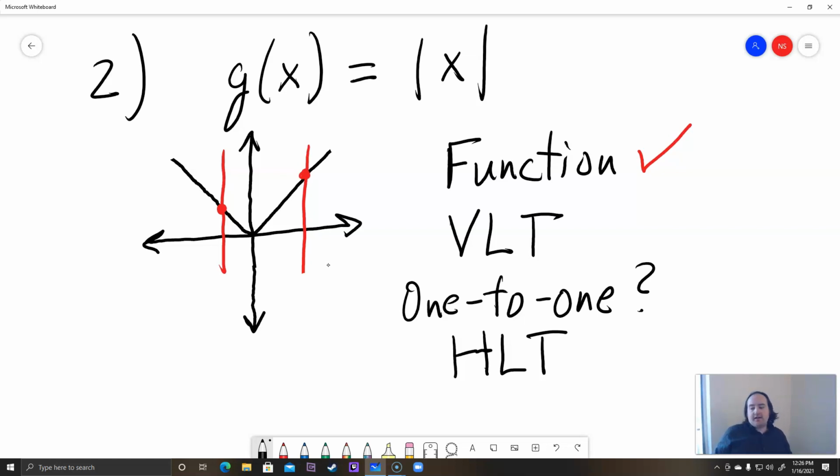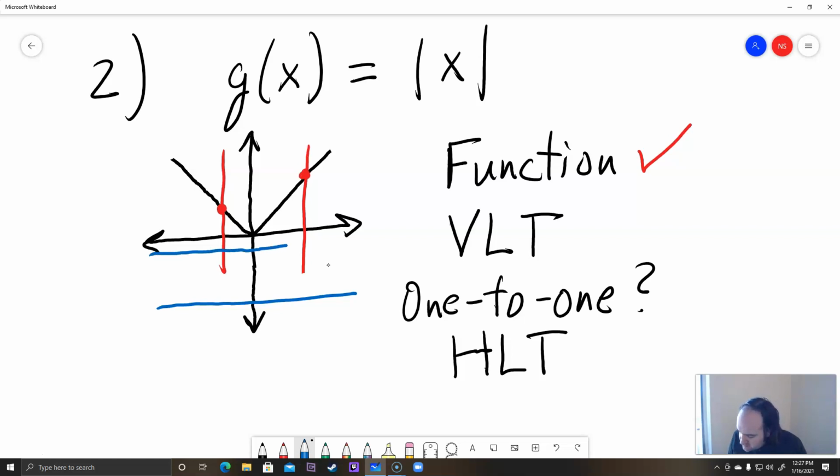So for the horizontal line test, once again, easiest way to do it is hold your pencil now horizontally and move it over the graph, and make sure that the pencil never intersects the graph at more than one point. Well, unfortunately here we have a problem. So on this graph, if I draw a horizontal line down below the x-axis, that doesn't intersect the graph at all, so that's still okay.